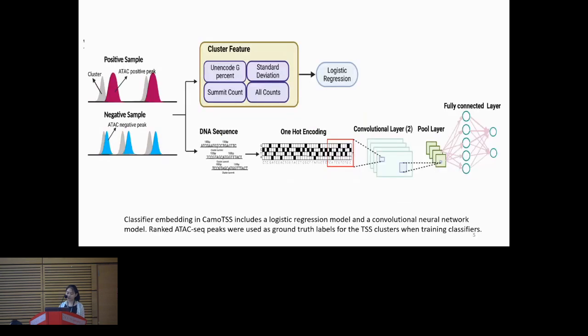This is the detail of the classifier. The ATAC-seq peak was used to distinguish the positive and negative samples, and then around 10,000 samples were fed to our model. For the logistic regression model, we extract 4 cluster features, including the unencoded G percentage, standard deviation, summing count and all counts in one cluster. And for the CNN model, it just has a very simple architecture, including convolutional layers and max pooling layers.